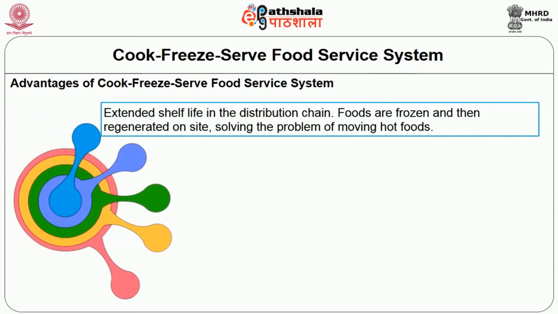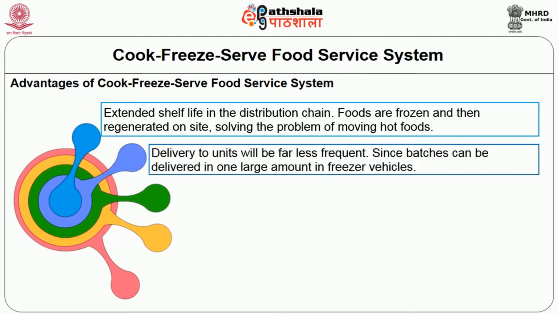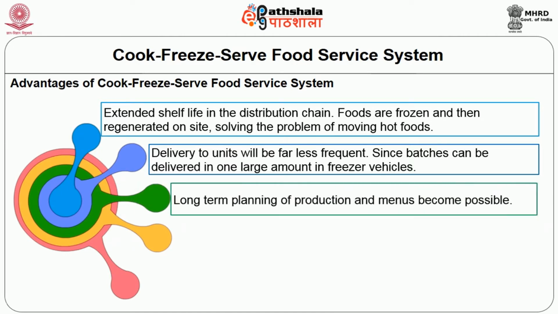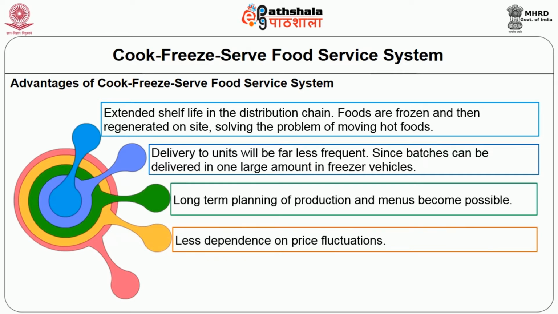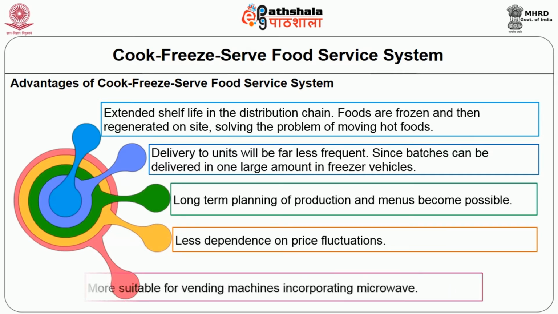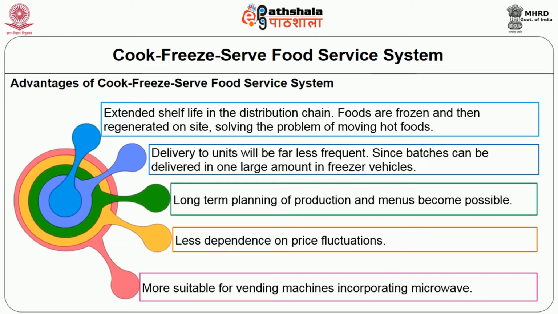Extended shelf life in the distribution chain. Foods are frozen and then regenerated on site, solving the problem of moving hot foods. Delivery to units will be faster and less frequent, since batches can be delivered in one large amount in a freezer vehicle. Long-term planning of production and menu becomes possible. Less dependence on price fluctuation. More suitable for vending machines incorporating microwaves.